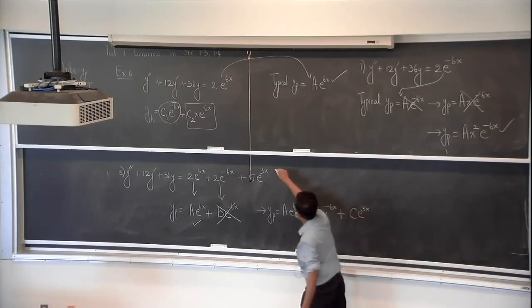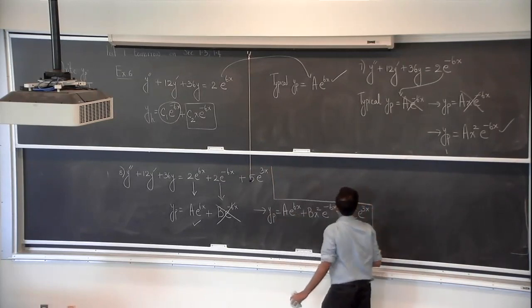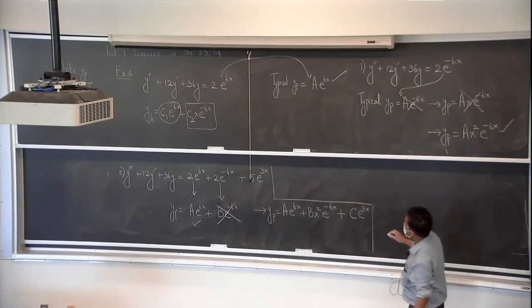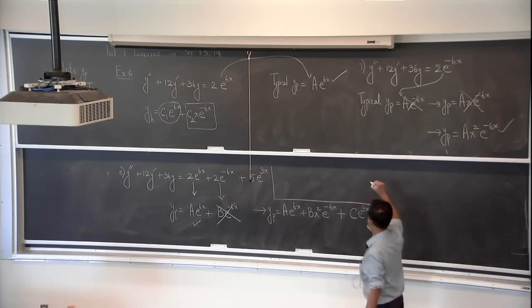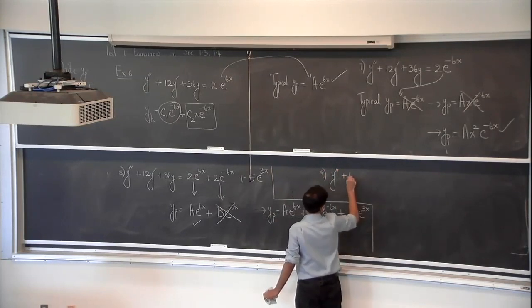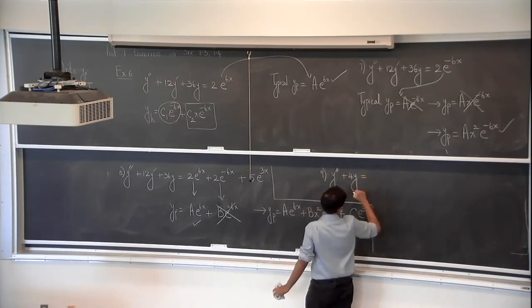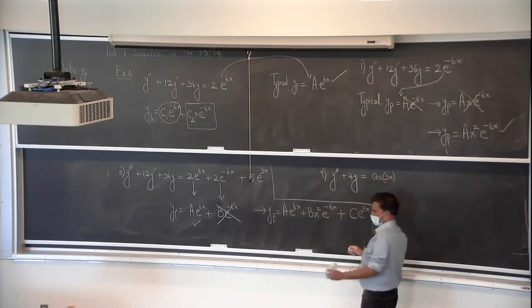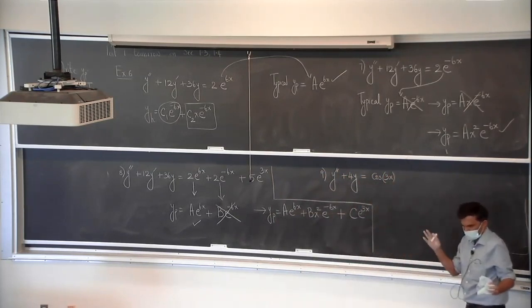All right. Any questions up to there? Let's do example number 9. Wow, it's a lot of examples. Y double prime plus 4y equal to cosine 3x. Okay, let's start with some harmless ones. Just write yp. Don't solve for anything.